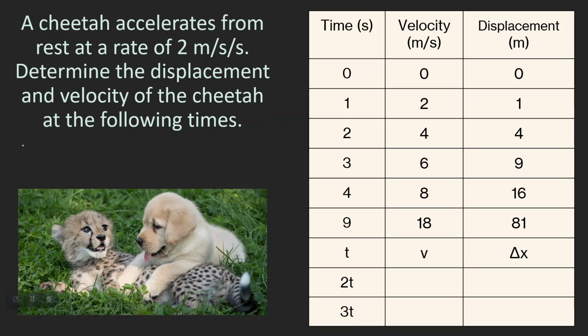So for velocity, we want to use our velocity function. V equals initial velocity plus acceleration times time. Notice our initial velocity is 0, so that term is going to go away. And our final velocity is going to be our acceleration, 2 meters per second squared times time. So to get this velocity column, I just took all of the times and I multiplied them by 2 meters per second squared.